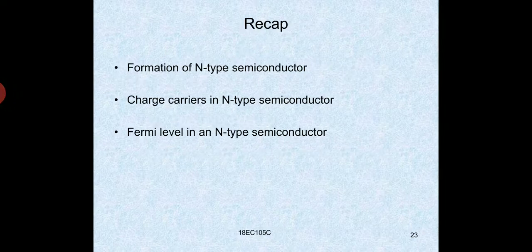Well, let us recap the topics we have discussed in the previous session. We have actually discussed the formation of the n type of semiconductor. We have discussed the charge carriers available in the n type of semiconductor. Then we have also looked into the energy band diagram for the n type of material and understood the presence of a Fermi level and also its location. So we have seen that it was lying close to the conduction band.